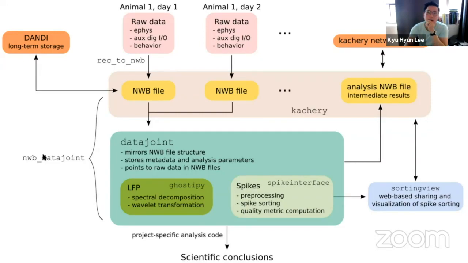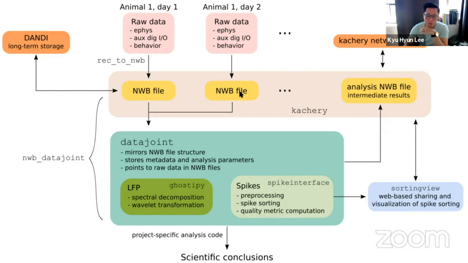So how do we share the data and the code in this framework? Let's say the project has completed and the paper is published. We would typically upload our NWB files to DANDI, as we have heard from Uli, similar to that. And that's nice because it provides long-term storage for these NWB files.